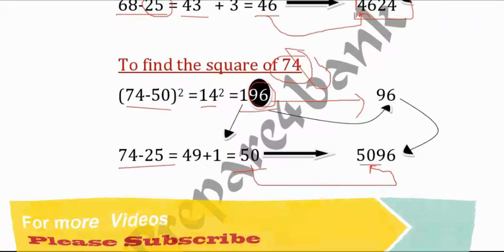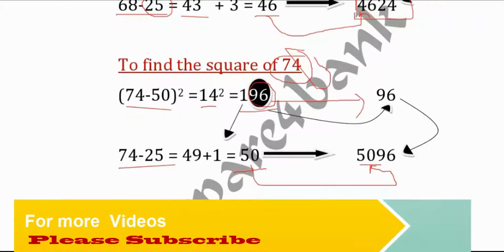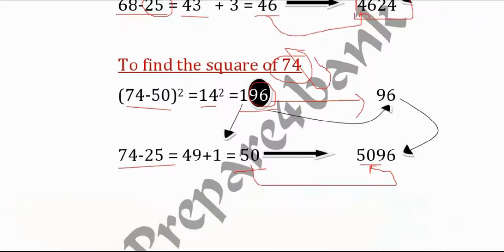I think we are now clear up to the number 75, right? We are clear up to 75. One thing I want to mention, that if we are to find the square of 75, there is another process. Let me discuss it with you.